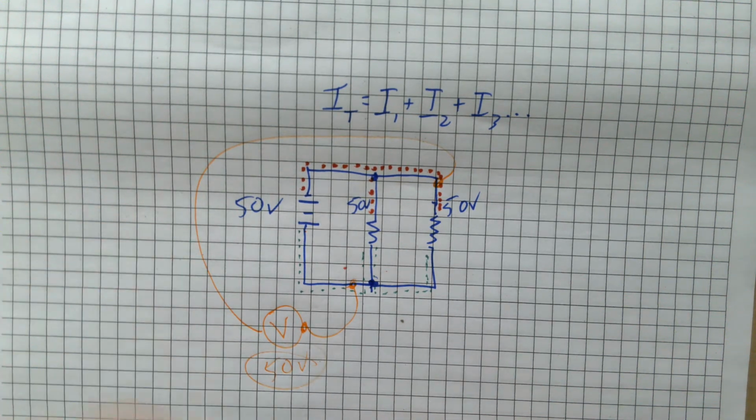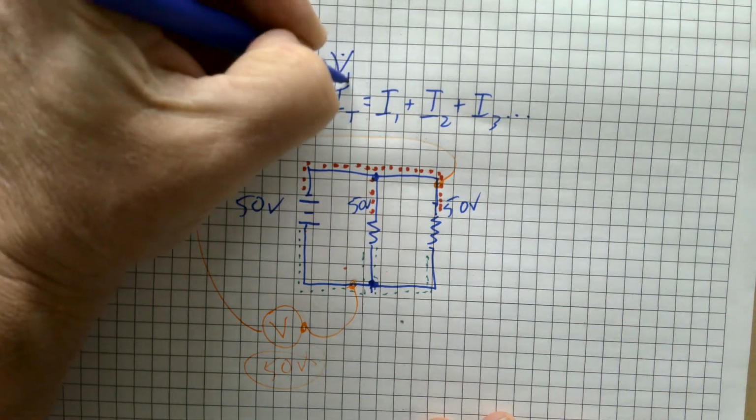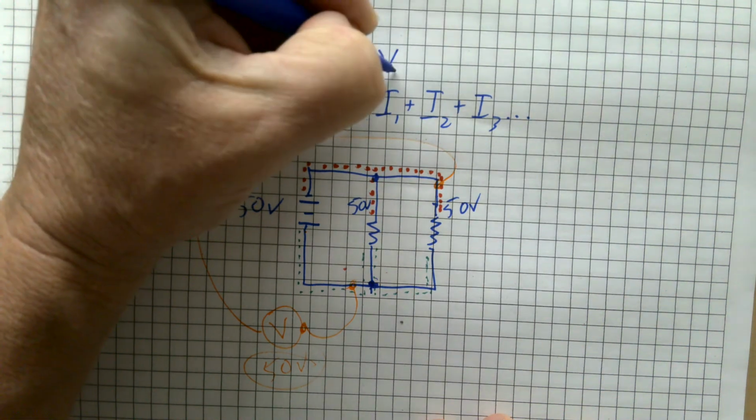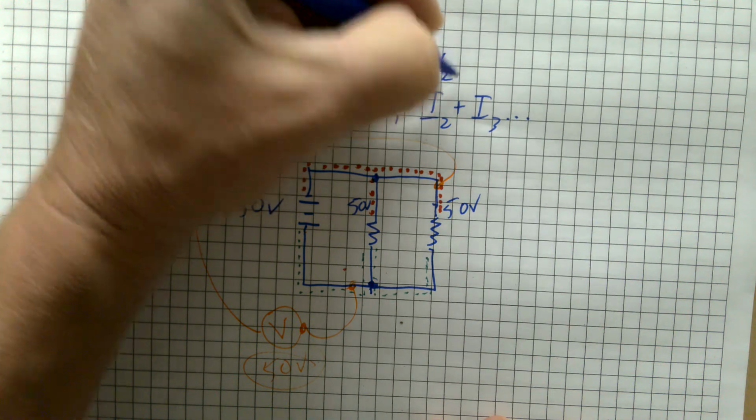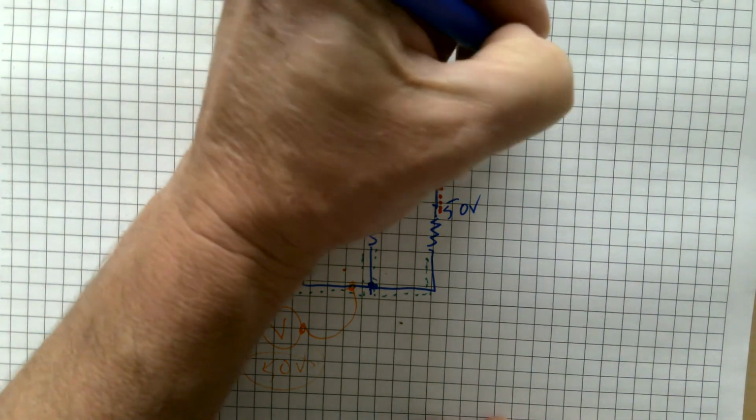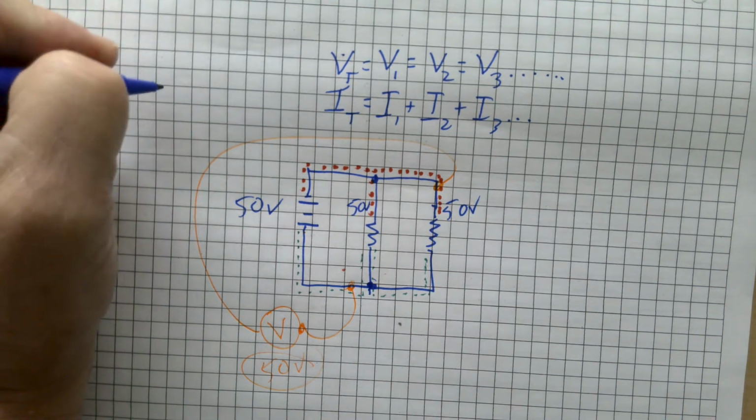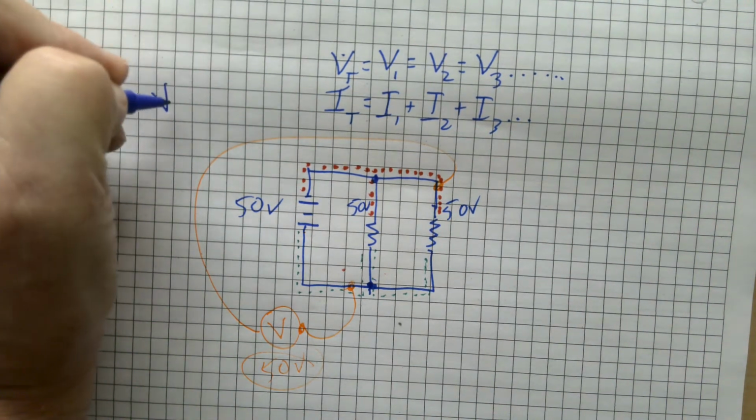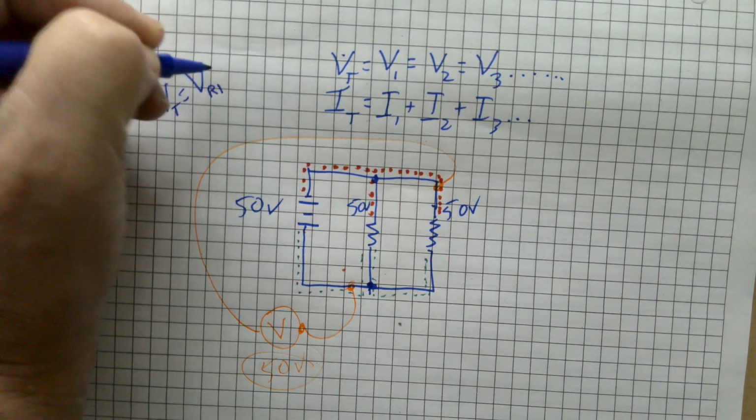So in a parallel circuit, our voltage is the same everywhere in the circuit. So voltage total equals your voltage at resistor 1 equals the voltage at resistor 2 equals the voltage at resistor 3, and on if you have more resistors. You may see me in the future write this formula like this: voltage total equals the voltage at resistor 1. But that's just too much.